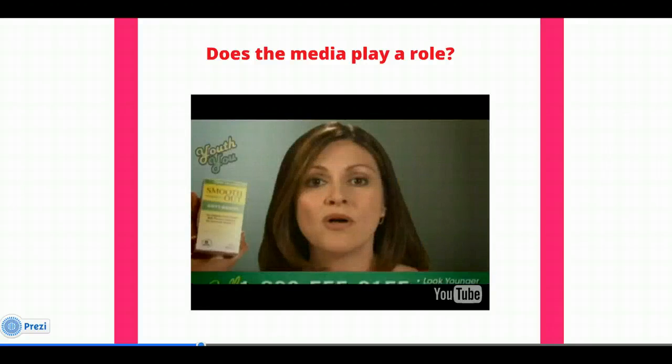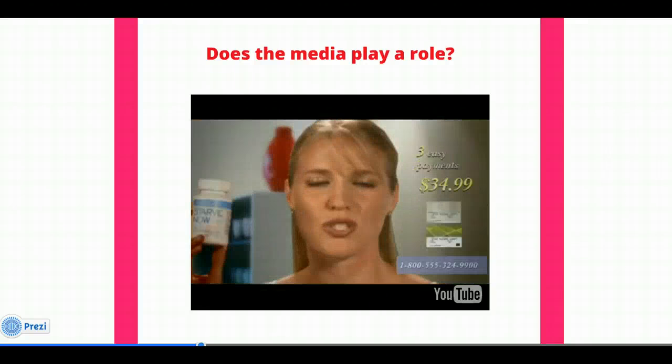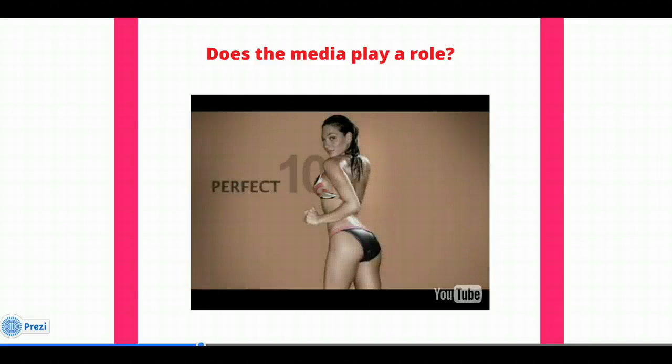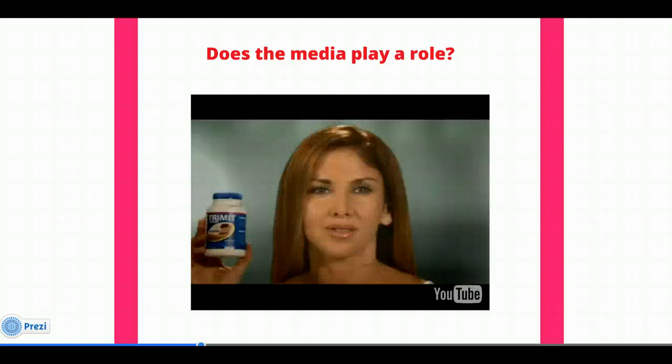You'll look younger, smaller, lighter, fuller, tighter, thinner, softer. It really works.